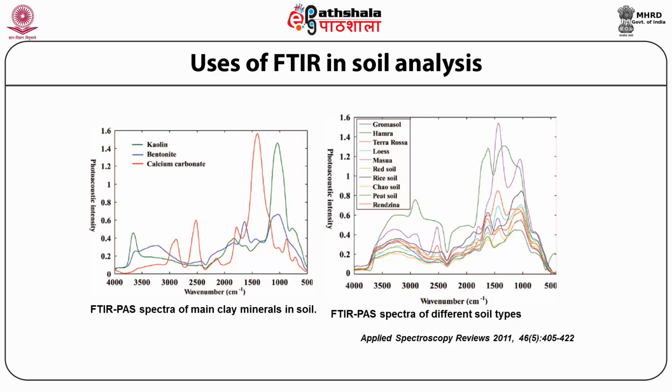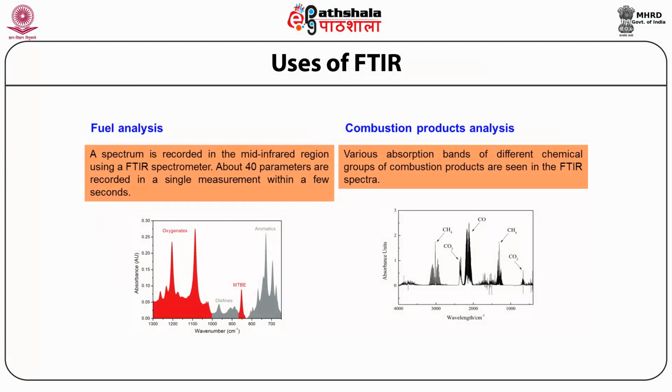This is another spectra showing the IR spectrum of different types of soil, like the gromosol shown in magenta, hamra soil in green, terra soil in red, loess soil in cyan, mesum soil in violet, red soil in light green, rice soil and different types of soil. So by IR spectra you may be able to identify and quantify, and you can check the quality of soil as well.